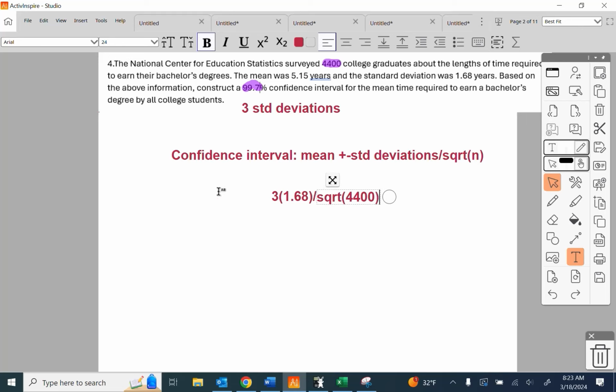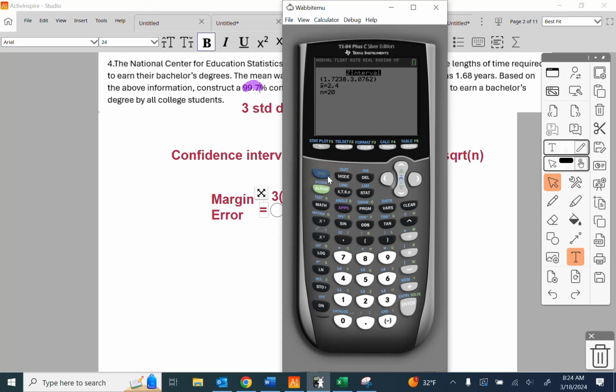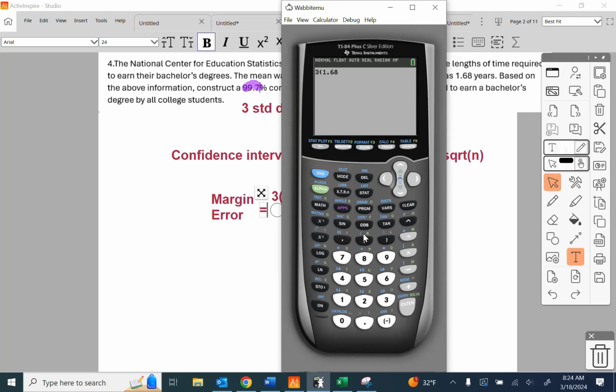And what I'm actually finding here is what's called the margin of error. And this is push buttons. 3 times 1.68 divided by the square root of 4400. This is the old school way of doing things. It's what the state expects you to learn. 0.0760.